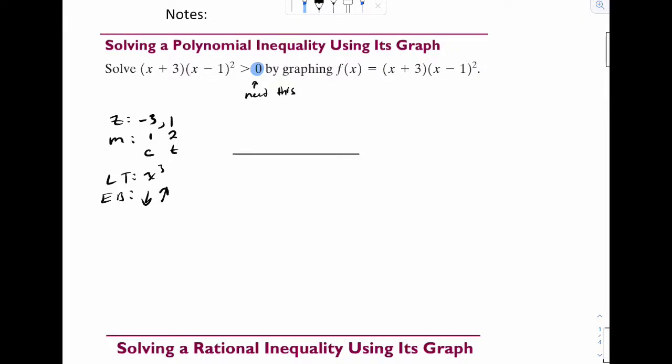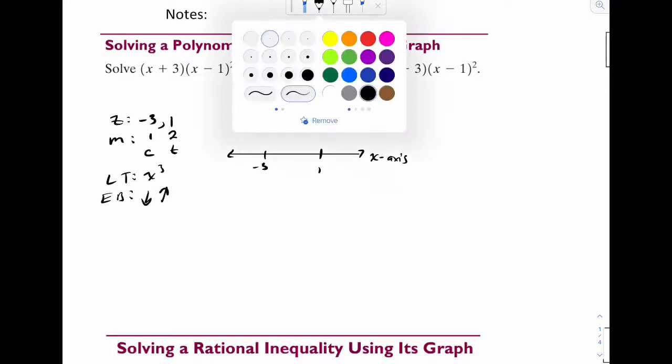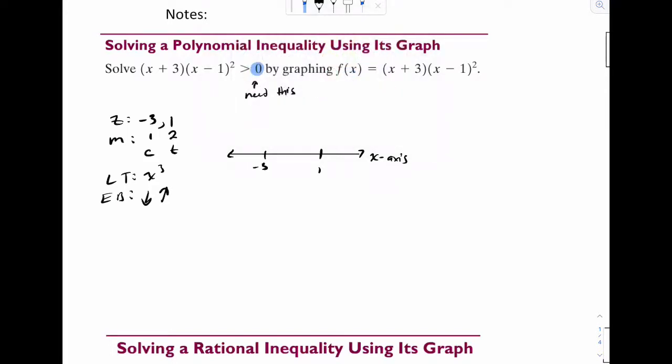Notice how when I graph, I'm only going to put the x-axis here. That's because I actually don't care about the y-axis. So let's put our zeros down, -3 and 1, and let's graph. Here's our arrows like that. I cross through -3, and then I'm going to bounce off of 1, and there's a rough graph.